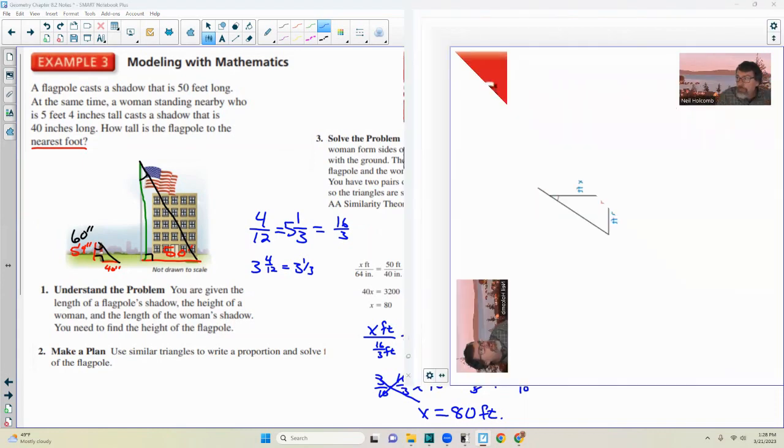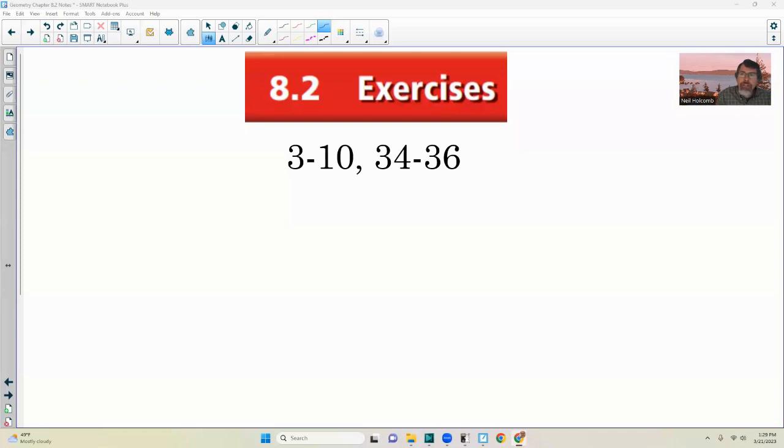Let's see what else is in here. All right, you know what else is in here? Nothing. That was a really short lesson. 3 examples. Booyah, done. 8.2 exercises.